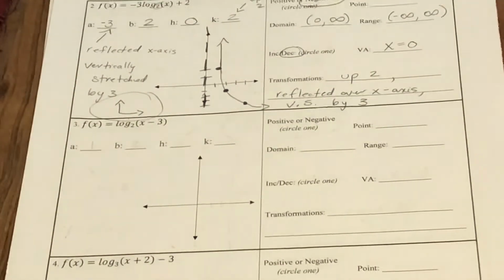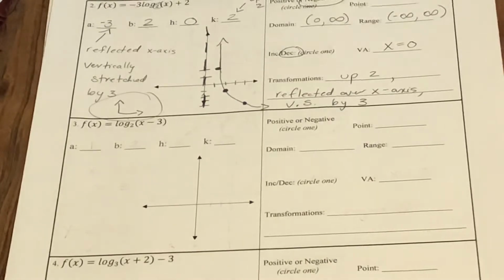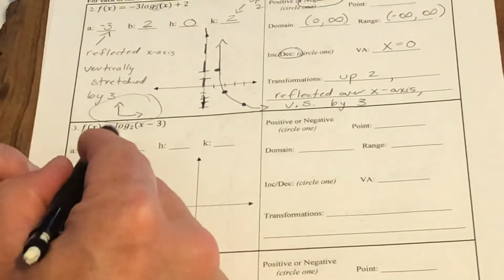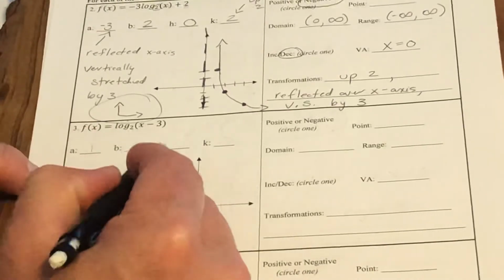All right, so let's take a look at the next problem. I kind of played with this a little bit to see if there was a different way I could explain it. It's really not, so we're just going to go with it. So let's plug in our A, B, H, and K.